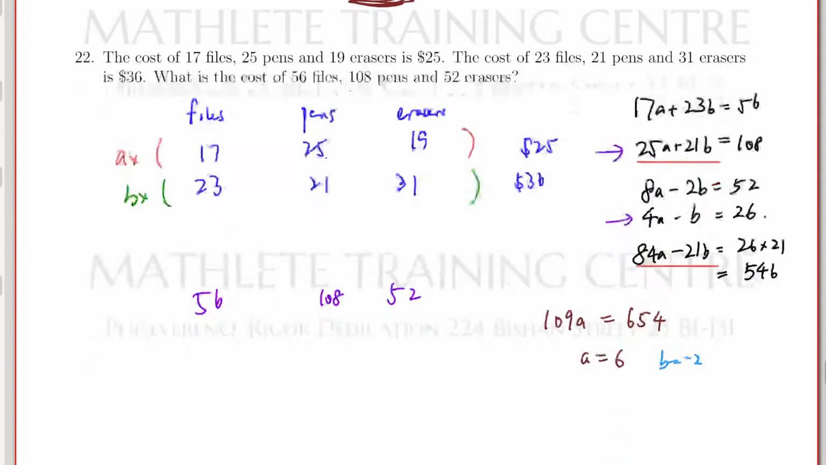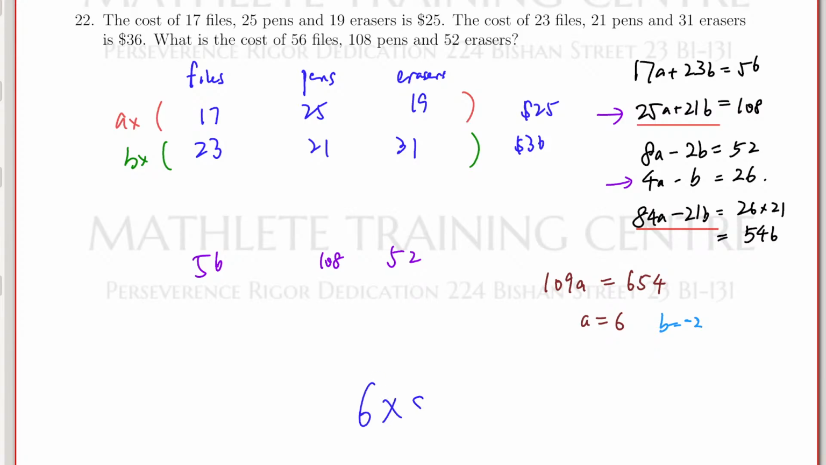And so from here, we can get the answer. The answer is just going to be 6 times $25 minus 2 times $36. This is 150 minus $72, which is $78. That's our answer. Okay, so you can see why I don't really like this question, because the entire question is just a big mess of algebra, right? It's just whether you know how to do this or you don't.